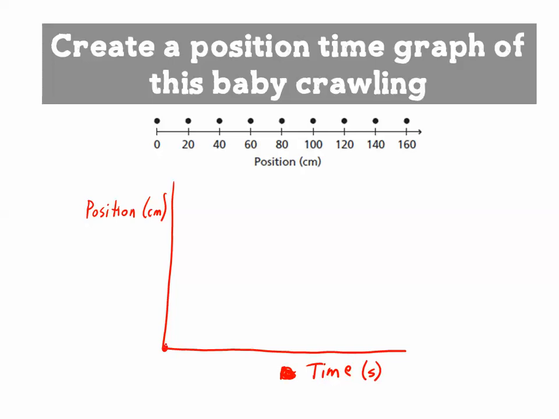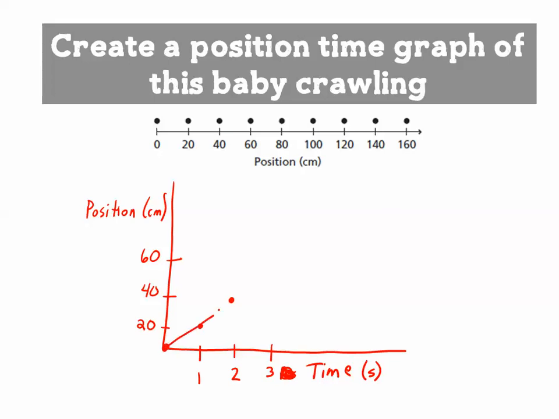Put 0, 0 here. At 1 second, position is 20 centimeters. At 2 seconds, the position is 40. At 3 seconds, the position is 60. And usually 3 points is enough to make a linear relationship here.